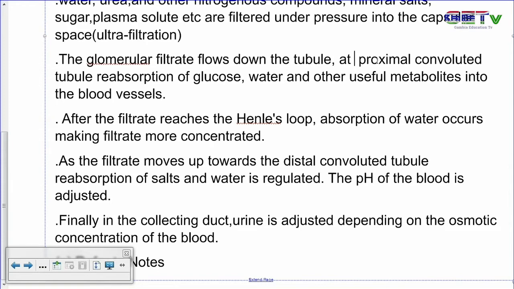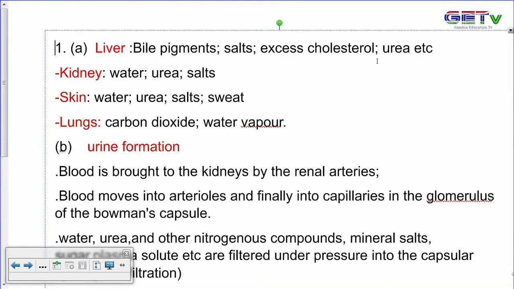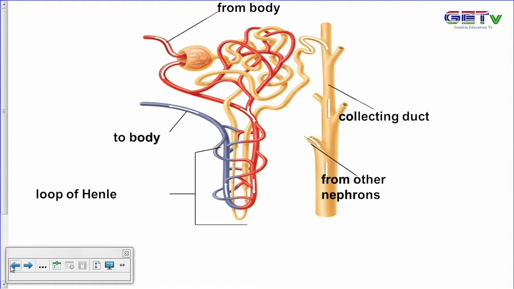I guess we are able to work on these things. These are some of the steps that take place in urine formation. And then the third question, I believe, is the structure of the nephron. So this is the structure of the nephron that we were able to discuss earlier on. We said the down part is the loop of Henle. This is the afferent arteriole, that's what's coming from the body, the afferent artery.